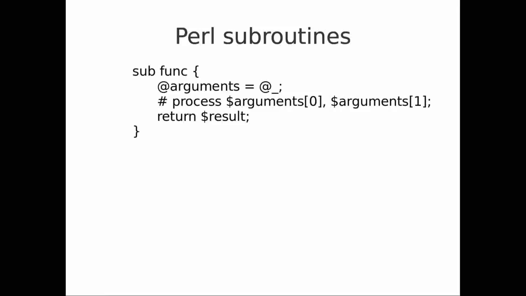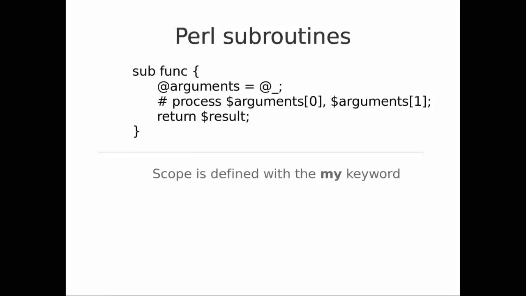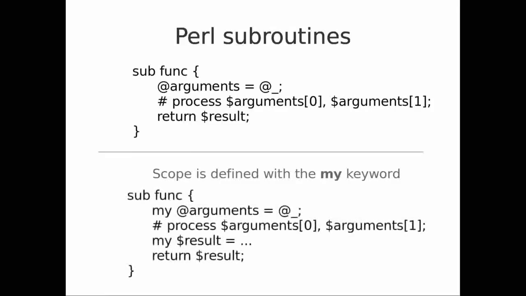What happens if you have another variable somewhere else in your code that's called $result? When you call this function, it would overwrite the value of $result that occurs elsewhere. And in programming, that's called scoping. So with Perl, we define scope with the my keyword. So for example, in our function, we can say my @arguments is equal to @_.